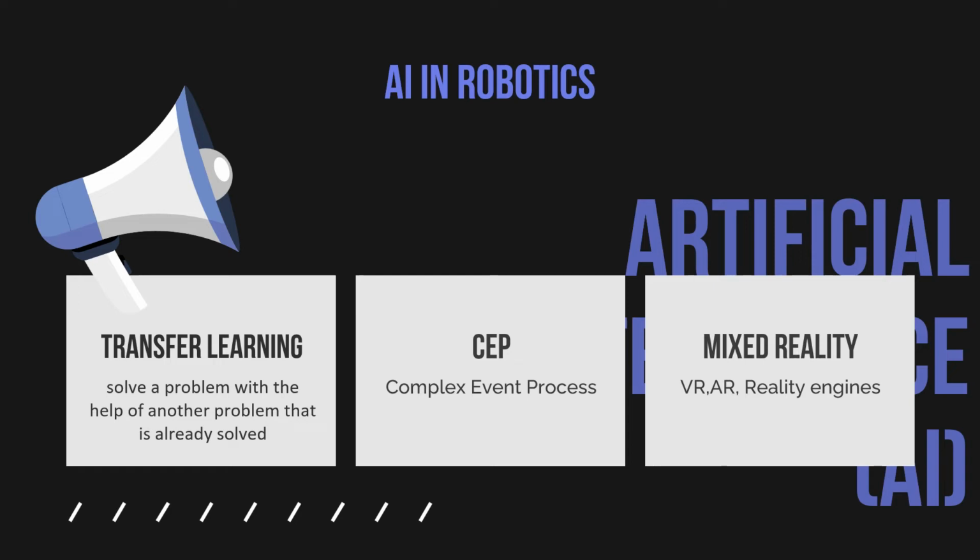Next is complex event processing, called CEP. It is a concept that helps us understand the processing of multiple events that are happening all at once. The best example for CEP is automated cars, like Tesla and others, self-driving cars.